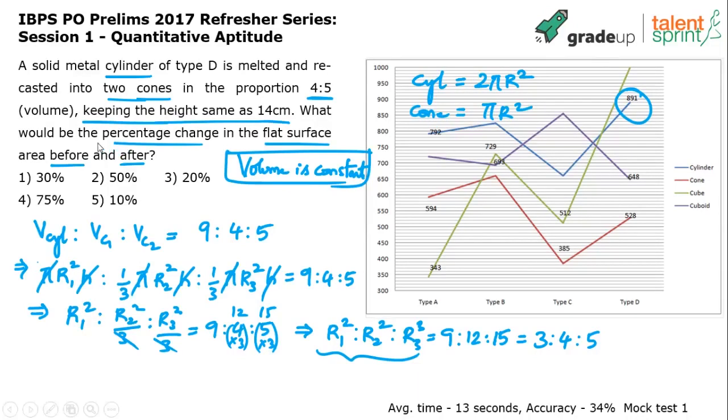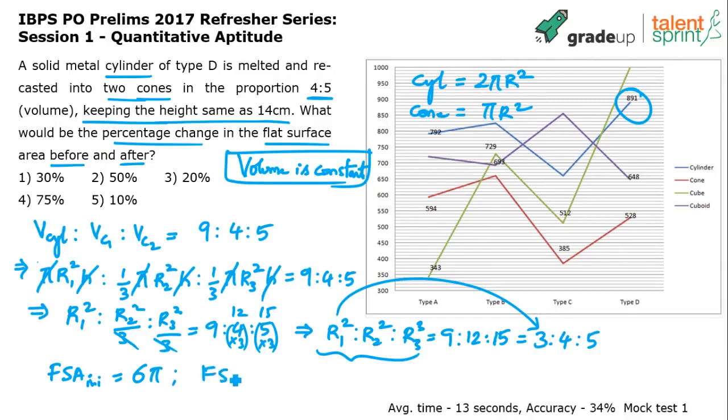He is asking us to find out the percentage change. Now, what is the initial flat surface area? Initially there's only one cylinder, right? So it will be 2 pi r square. Understand, r square is 3 for the cylinder. 2 into 3, 6, so I can say 6 pi. 2 pi into 3 makes it 6 pi.